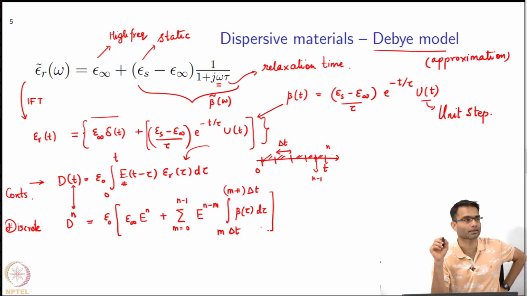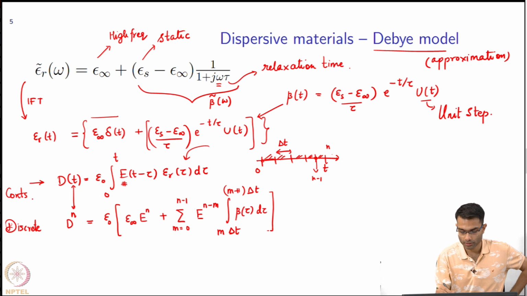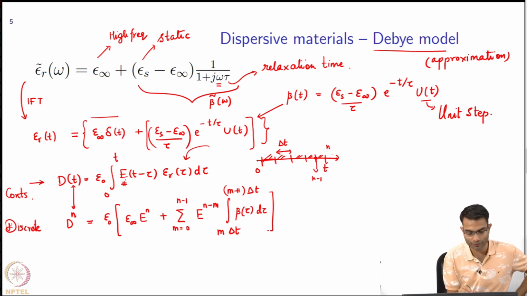So let us just check the limits. For example, substitute m equal to 0. Okay. So with m equal to 0, I will get E n multiplied by the integral in the first segment, from 0 to delta t. Remember, it is a convolution. So supposing I take tau equal to 0, then it is E of t and epsilon r of 0 at the 0 time instant, right.